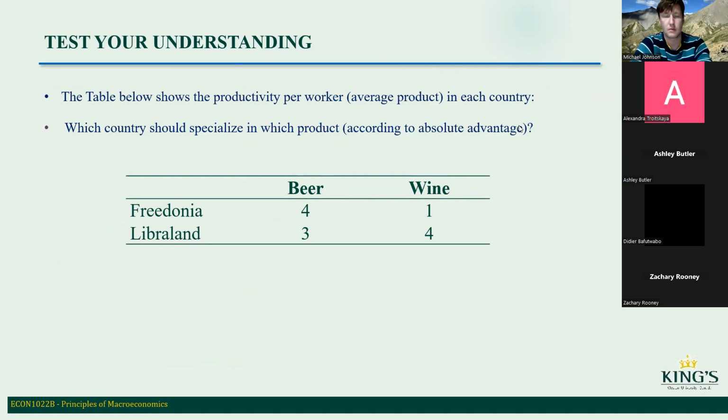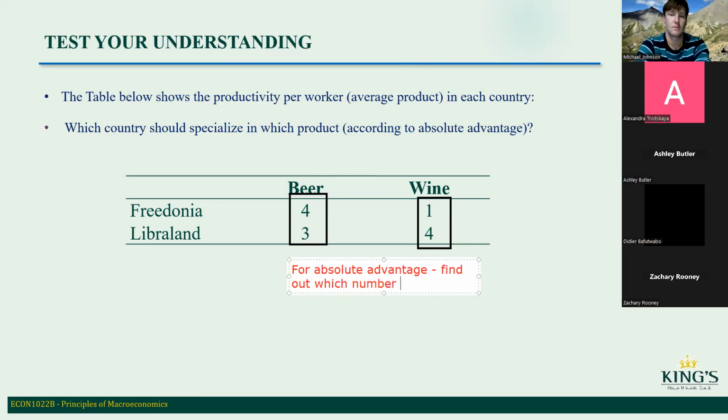I think Liberland for sure should specialize in wine, but I'm not sure if Fredonia should specialize in... actually, yeah, maybe Fredonia should specialize in beer. I don't know, 4-1 versus 3-4, so they will have 75% advantage versus 25% of Liberland in wine.